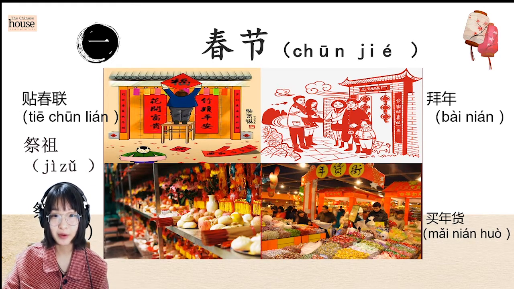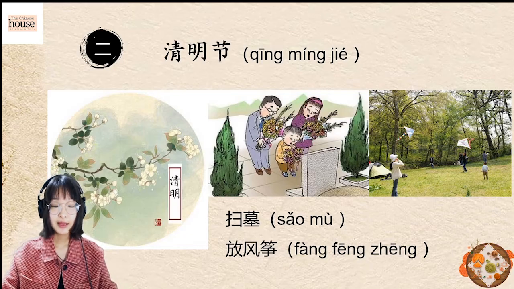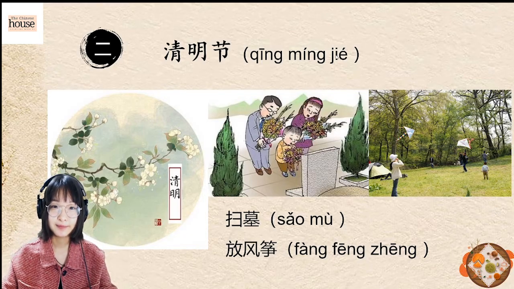In Western countries, most people go shopping at Christmas, and in China, people shop at Spring Festival. We call it 买年货. 买 means buy. 年 means year, new year. 货 means commodity. 买年货.